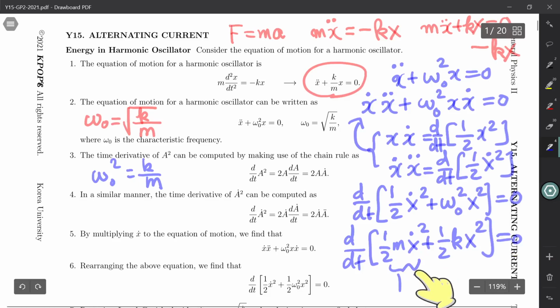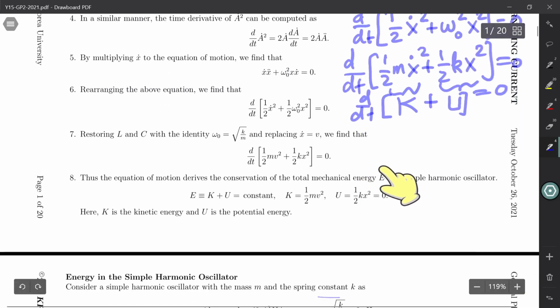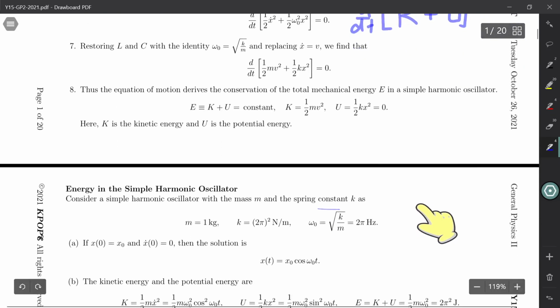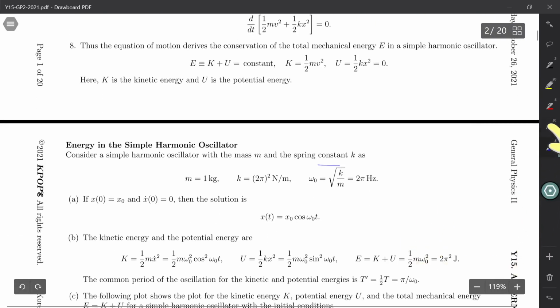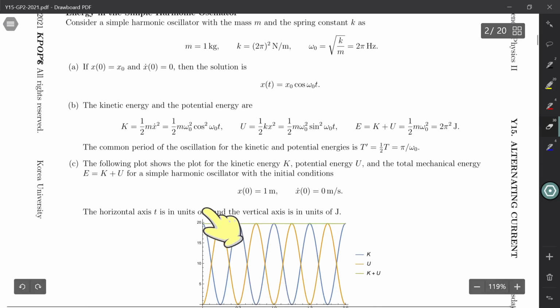This is kinetic energy, and this is the potential energy. And the sum of these is the total mechanical energy. So total mechanical energy is conserved. So we consider a simple case.